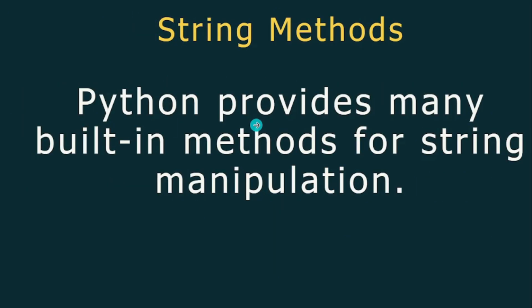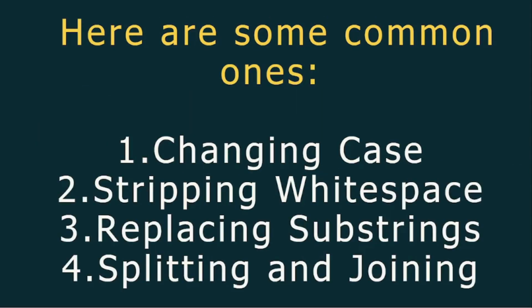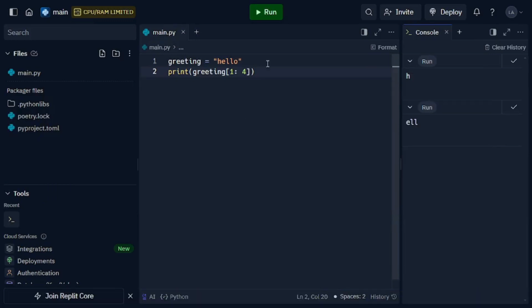Now coming to the string methods, Python provides a bunch of built-in methods to manipulate strings. Let us look at a few common ones, which are lower, converting the string to lowercase, and upper, converting the string to uppercase. These are for changing cases. Strip removes white spaces from the beginning and end. Replace replaces a part of the string with another string, while split and join split the string into a list of substrings. Let us see some of these methods in action, and we will print the output.